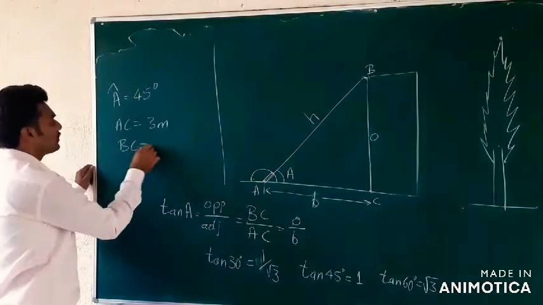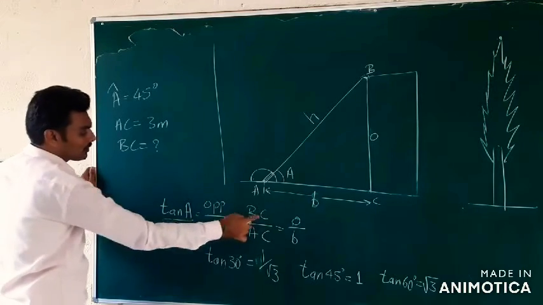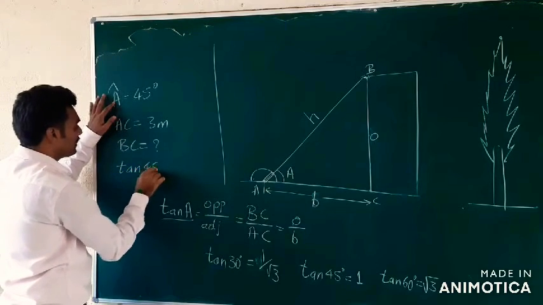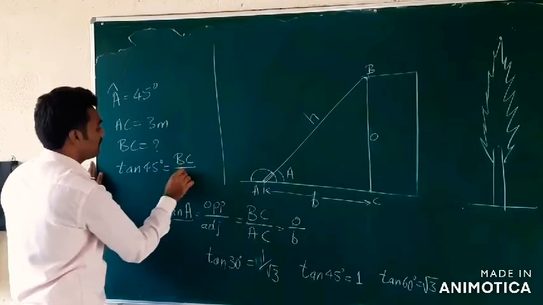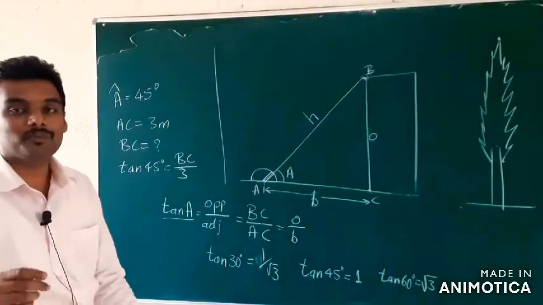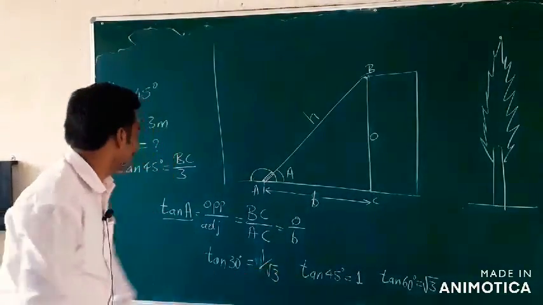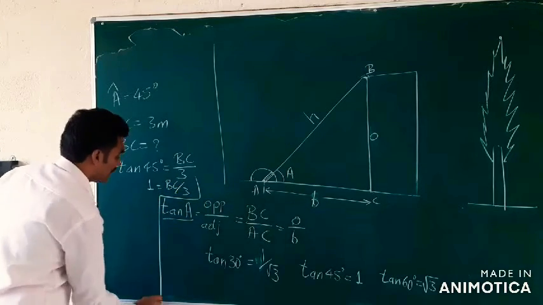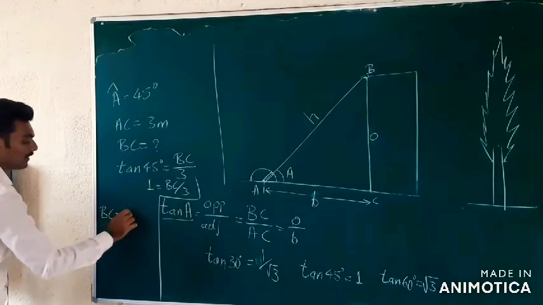So BC shall be found. Let me put the expression of tan A is equal to BC by AC, which gives me, what is the value of A? 45 degree is equal to, what is BC? That has to be found. What is AC? AC is 3 meter. So using this expression, what is BC equal to? Before that, what is tan 45 degree? Tan 45 degree is 1. So we have 1 is equal to BC by 3, right? And finally, we get BC is equal to 3 meter.